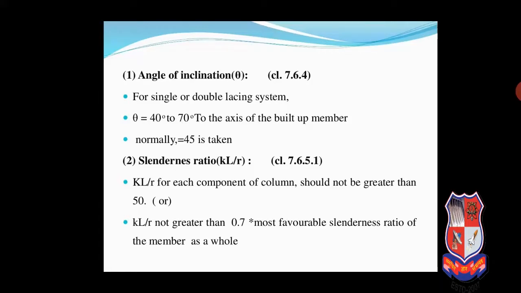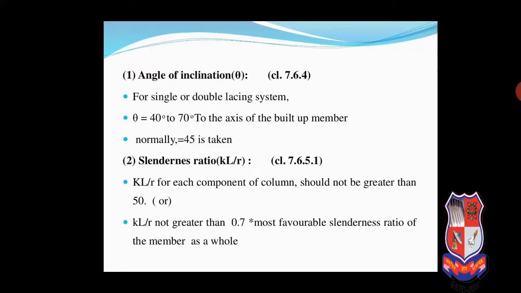Normally we take theta equal to 45 degrees. Why? Because throughout the column your lacing plates should be equal in number, so the arrangement can be done uniformly at 45 degrees. So generally we take theta equal to 45 degrees, but it may vary from 40 to 70 degrees.